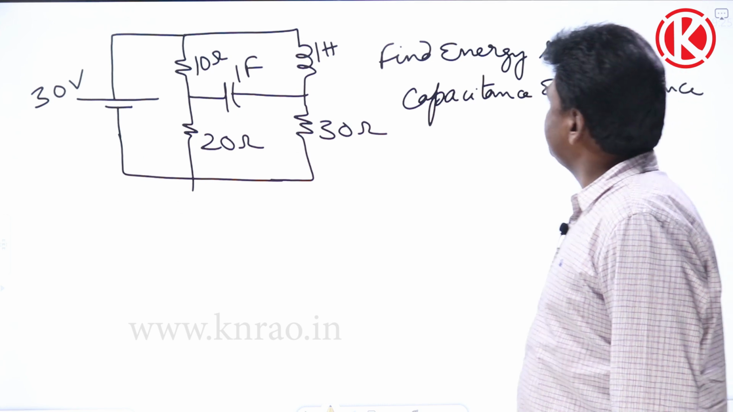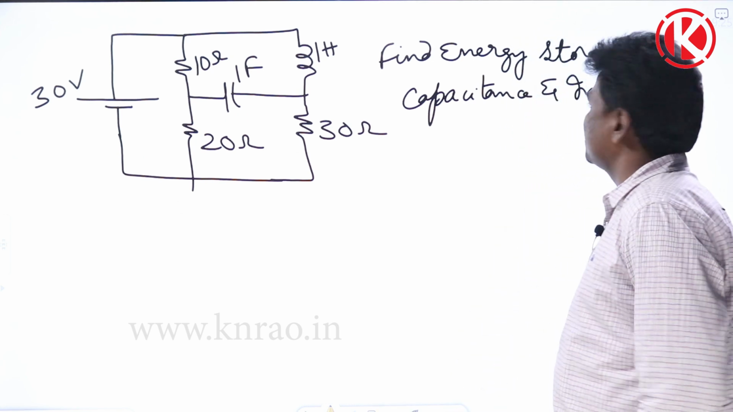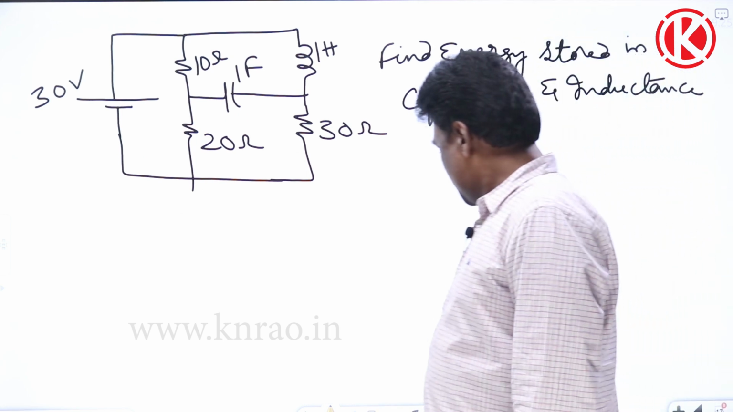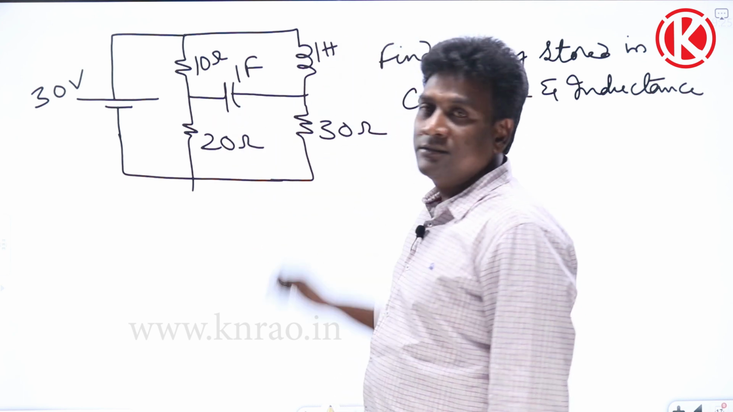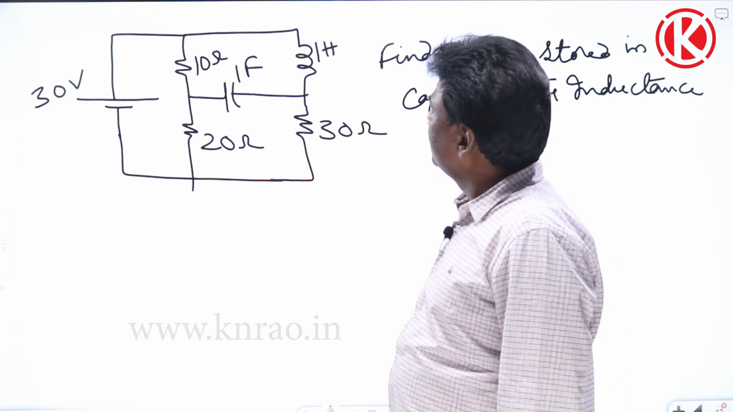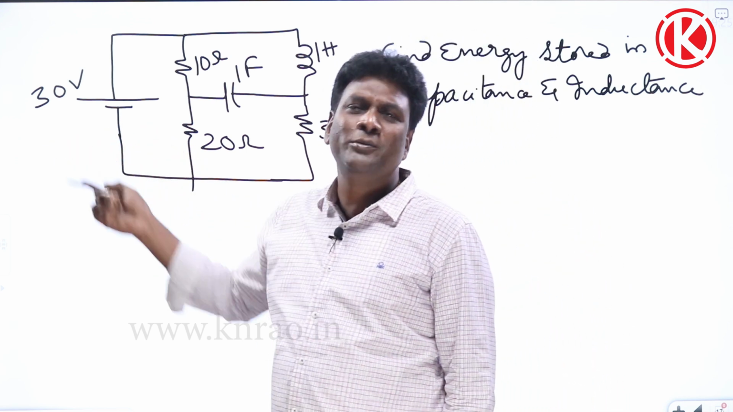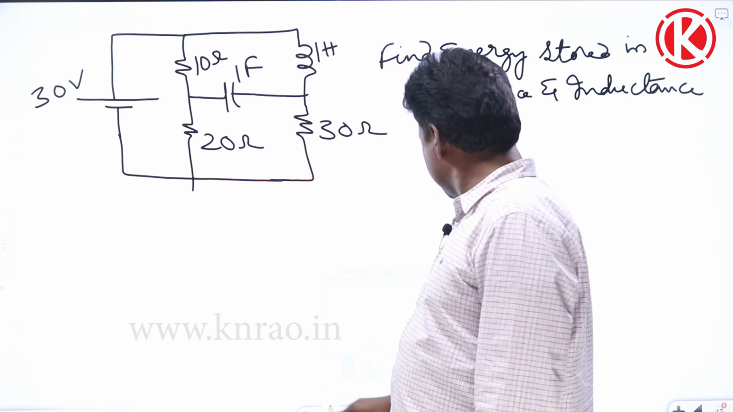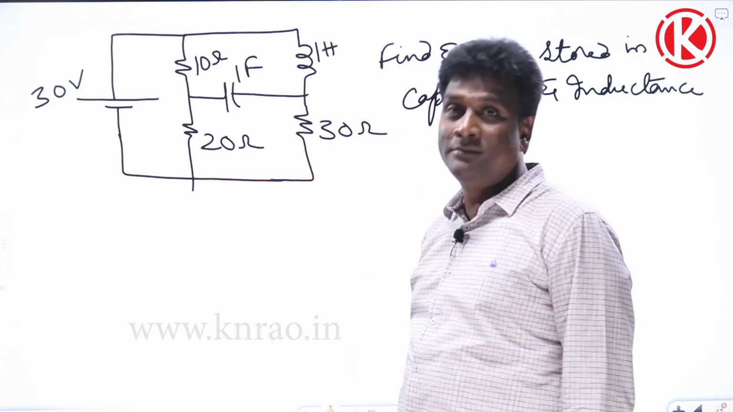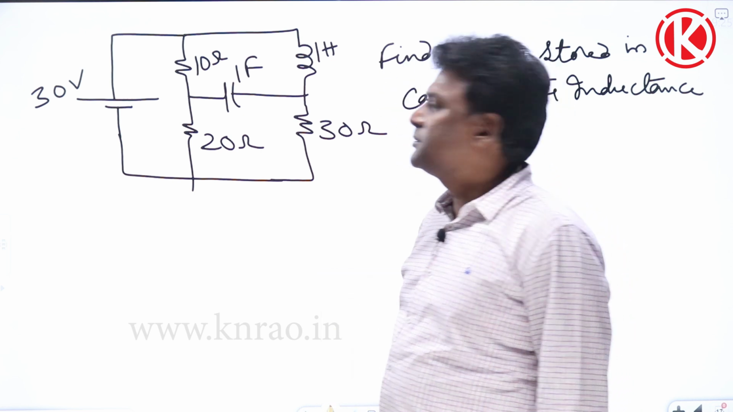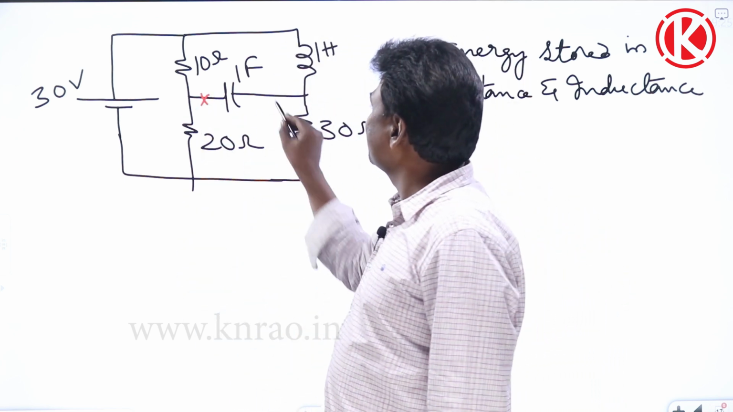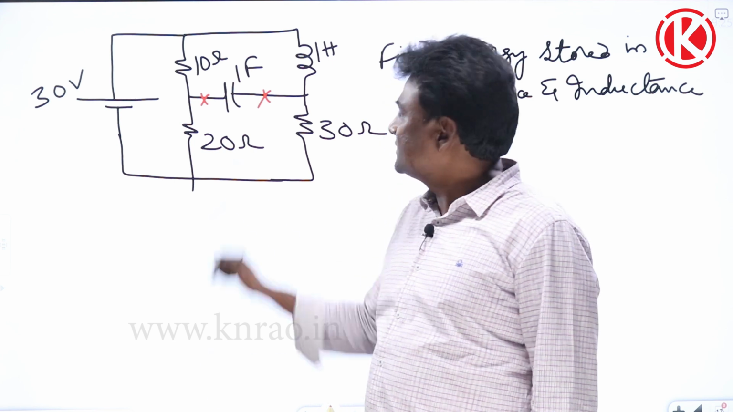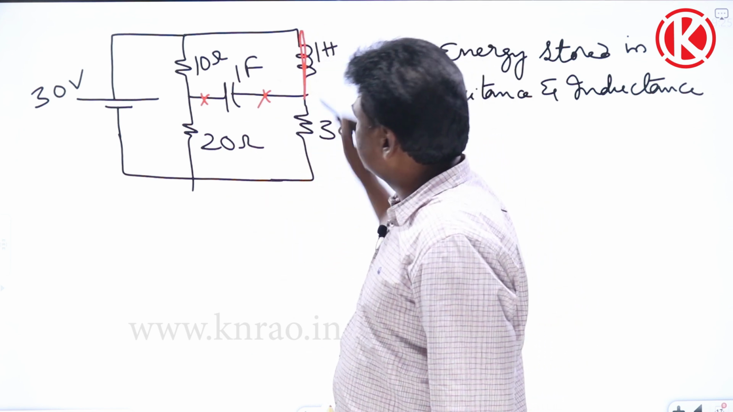Let us take one more. Find energy stored in capacitance and inductance. We are supposed to calculate the capacitance stored energy and the inductance stored energy. Right? Now this is DC. The moment it is DC, the capacitor will behave like an open circuit and the inductance will behave like a short circuit. So this is under steady conditions. Of course, transients will come later. Once it reaches steady state conditions, it will behave like open, it will behave like short.